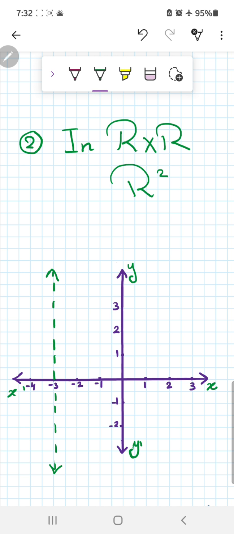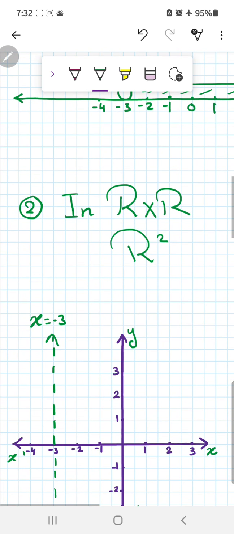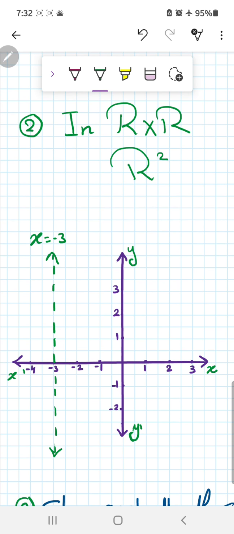Here we have x equals negative 3. So first write the straight line x equals negative 3, and we draw it dashed because the points on it are not in the solution set. As we said, x is greater than negative 3, not equal. And the solution set will be all this part.